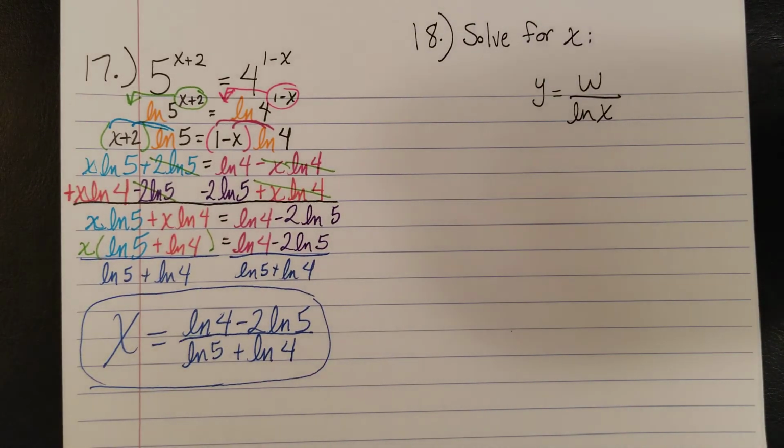Okay, so number 18, we want to solve for x. So in this case, we have some other letters hanging out in there, but that's not going to change anything as far as the way I'm going to solve it. So let's see. Well, I've got x in the denominator right now, so first I need to not have it be in the denominator. So I'm going to multiply both sides by the denominator, which is ln of x.